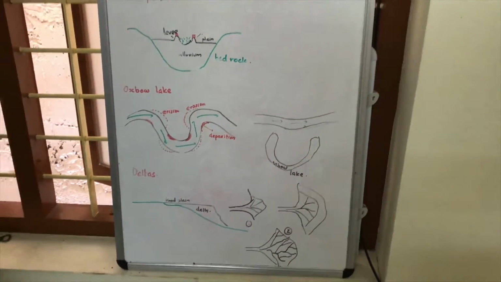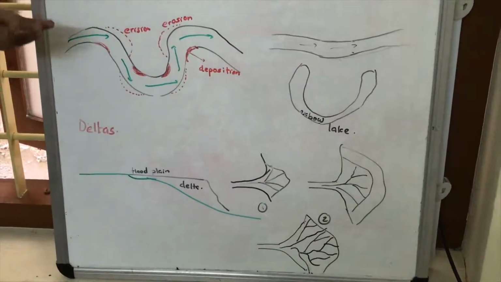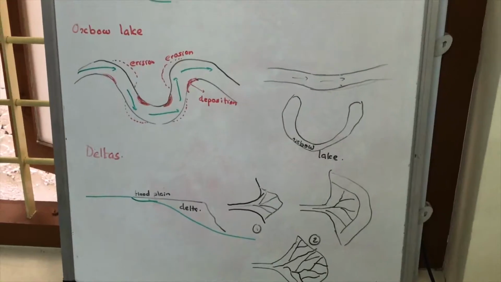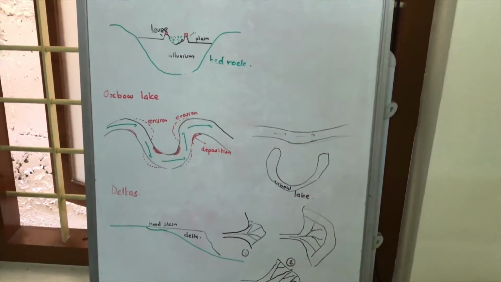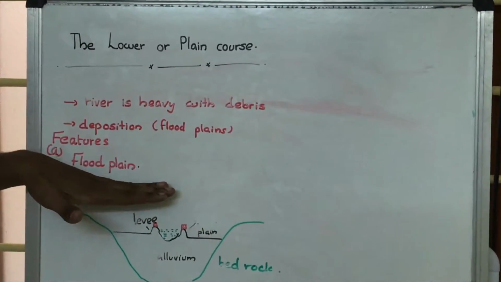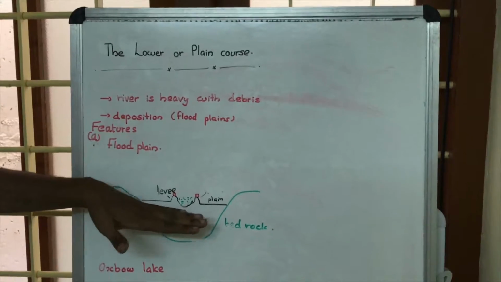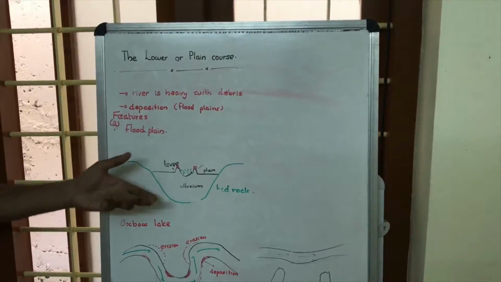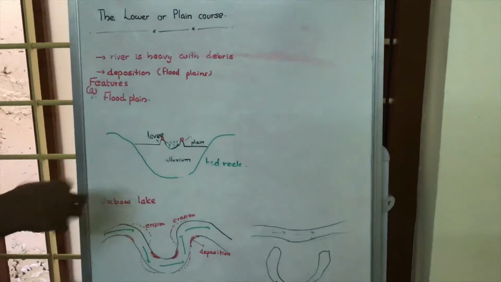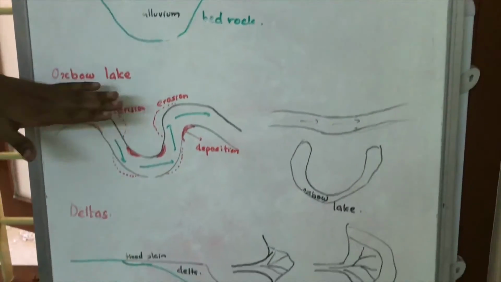So in the lower plain, when we are looking at the river in the lower plain, this river will be heavy with debris, and deposition is the major work taking place here. Because of this deposition, floodplains are mainly formed, and by the deposition on the sides, a structure called a levee is formed, on which artificial embankments are made to control the flood. And then comes the Oxbow Lake.